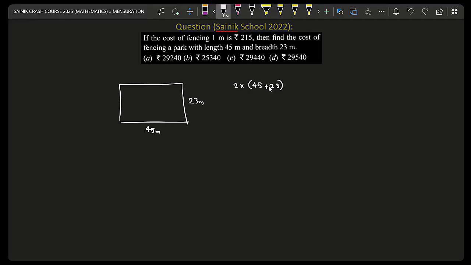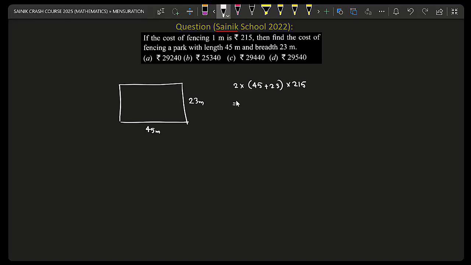Sir, 215. So, to find the total cost, what can I do? Sir, first we have to find the perimeter. Okay, I will simplify later, but this is the perimeter I got. These many meters are there. 1 meter costs 215, so for these many meters, what is the cost? Just multiply with 215, no? Yes, sir, I am multiplying.